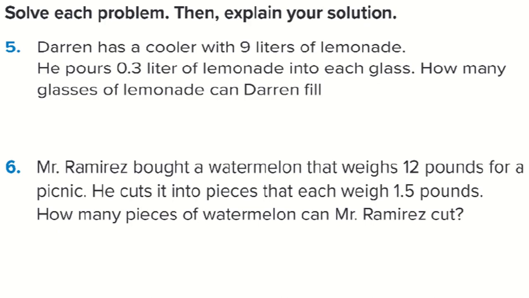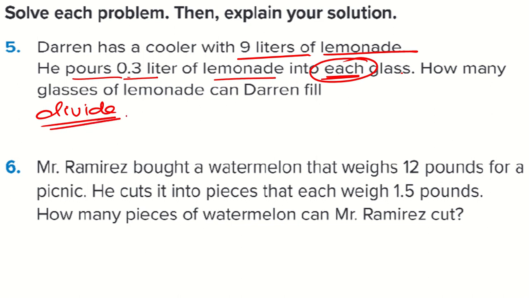Okay, now next is some word problem. So we'll read the question carefully. Darren has a cooler with 9 liters of lemonade. He pours 0.3 liter of lemonade into each glass. Each glass means you are distributing it equally. You are sharing it. And sharing means division. Yes, I'm sure you know about this. So what we are going to do? We are going to divide 9 by 0.3.